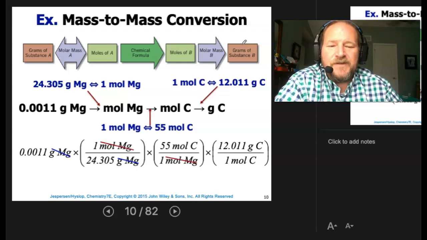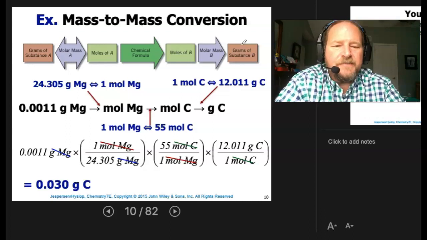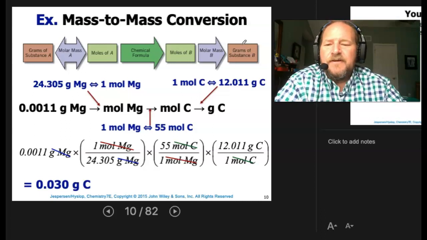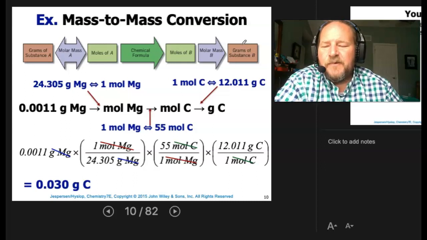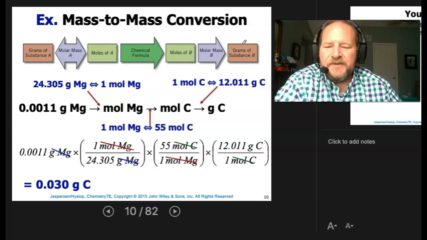We now have moles of carbon, and we're going to use our periodic table and our molar mass to make moles cancel out. That leaves us with our grams of carbon. And if we run that through the calculator, we get 0.030 grams. So if I start with 0.0011 grams of magnesium and I want to use it all up to make chlorophyll, I'm going to need to have 0.030 grams of carbon.